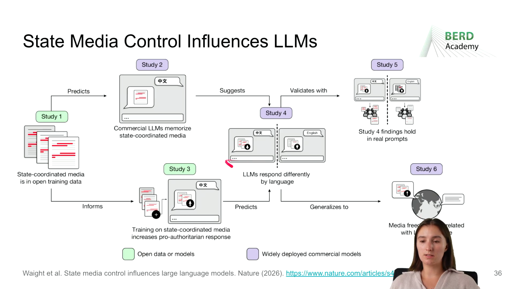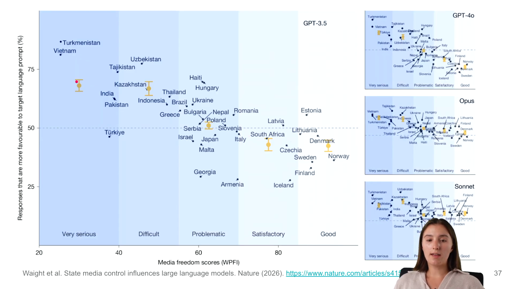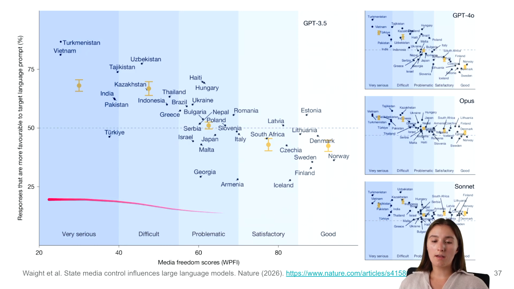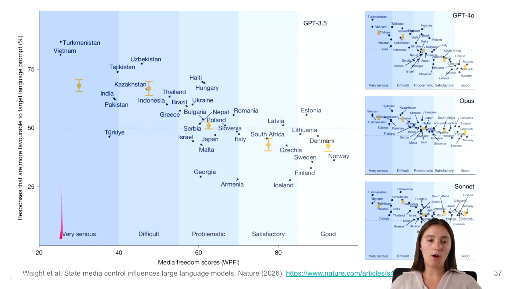And what's also interesting, since LLMs respond differently by language, we can also see that the media freedom is correlated with the LLM responses. So depending on in which language you prompt your LLM, you will get different kinds of answers. Specifically, on the x-axis we have the media freedom score, from very serious, so those are countries where you have very low media freedom, to very good. And on the y-axis we have responses that are more favorable to the target language prompt. So basically, if we prompt or ask for completions in the target language, we will get more positive results towards the government than if we ask in English.